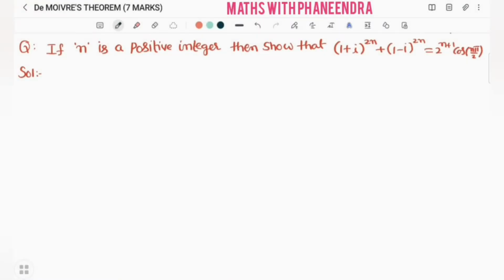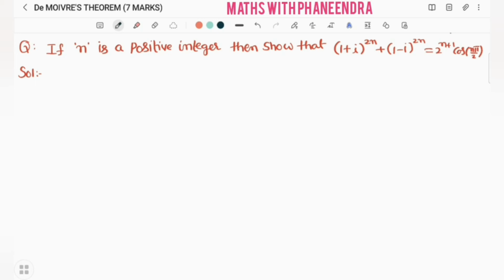The next question. If n is a positive integer, then show that 1 plus i whole power 2n plus 1 minus i whole power 2n is equal to 2 power n plus 1 into cos of n pi by 2. These types of problems are also very important, dear students. So first what we have to do in this LHS, if you observe that 1 plus i, 1 minus i is there, no? These values we will convert into the mod amplitude form by finding the value of r.